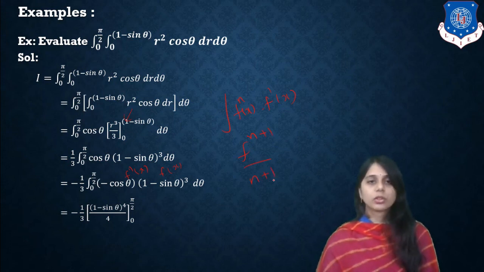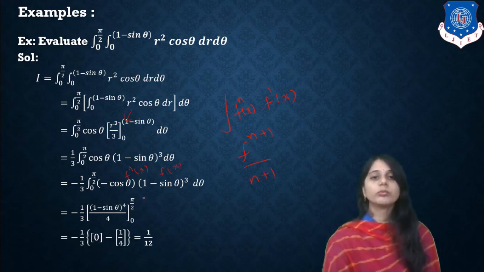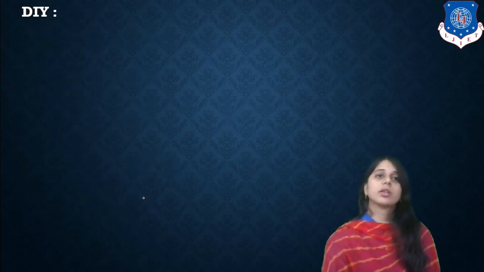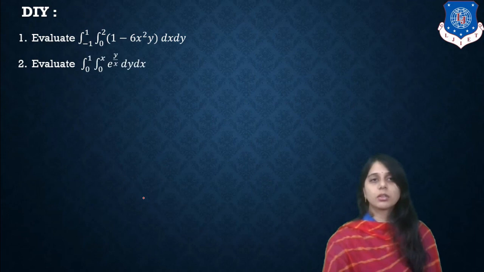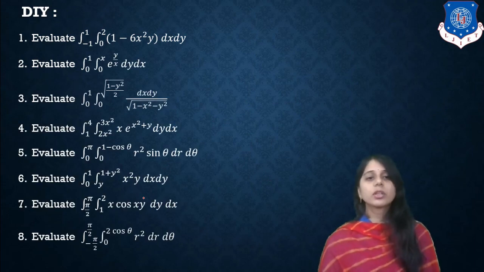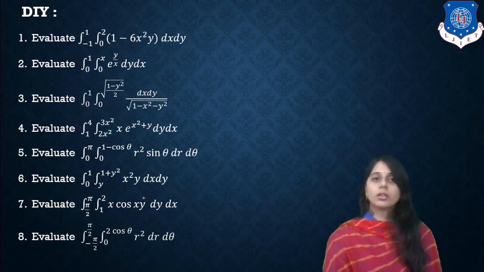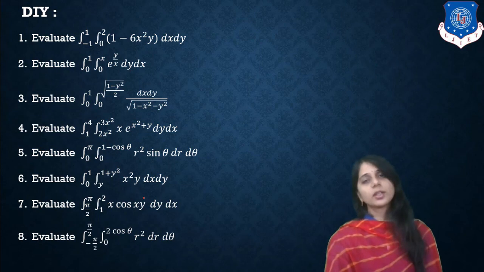So here we take 1 minus sine theta raised to 4 by 4, integrated from 0 to pi by 2. Put the upper limit minus lower limit, and we get 1 by 12. Some examples are here, put in a list for you to do yourself, and tell me any query about this type of examples. Okay, thank you.